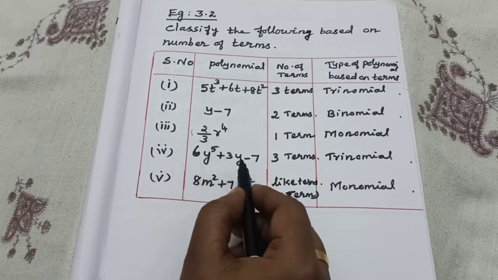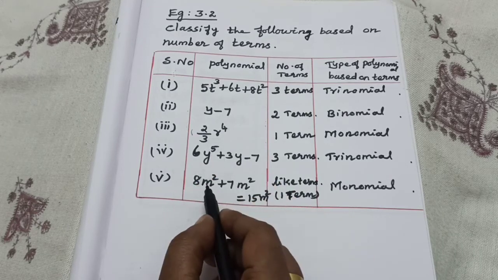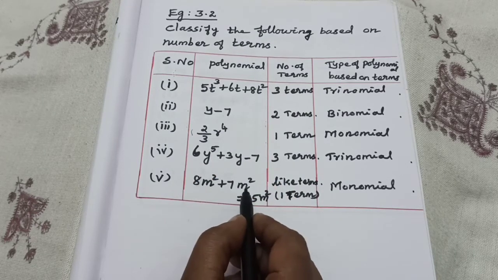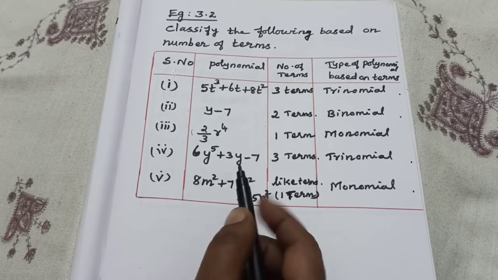Have you understood? Here this is not a like term. 6y power 5. Here y power 1. This is not a like term. But here m square. Here also m square. These two like terms.